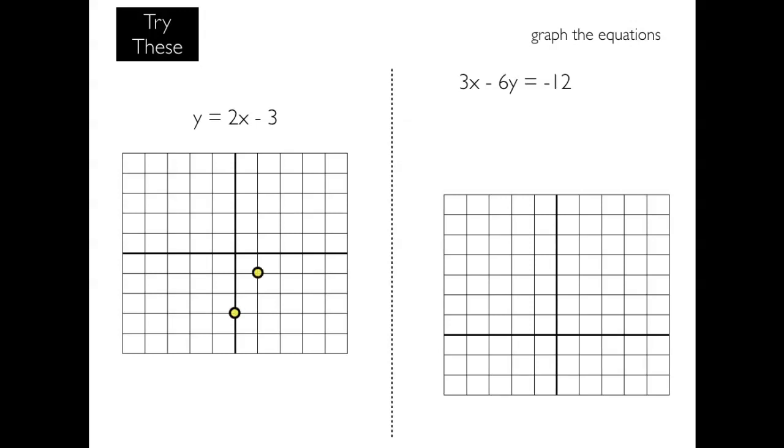You should have gotten a line that crosses at negative 3. Your slope is positive 2, so you're rising 2 and going over 1. Rising 2, going over 1. And there's your line.